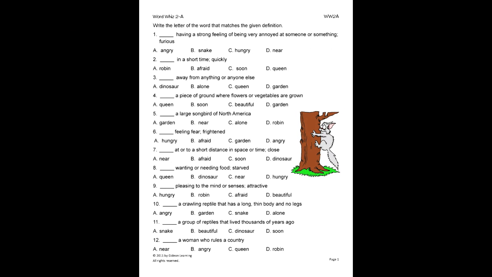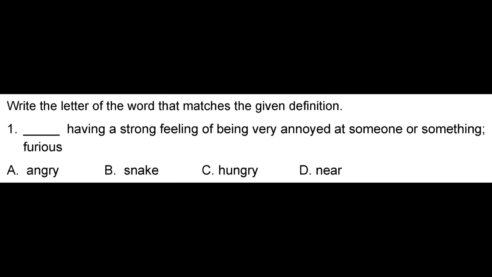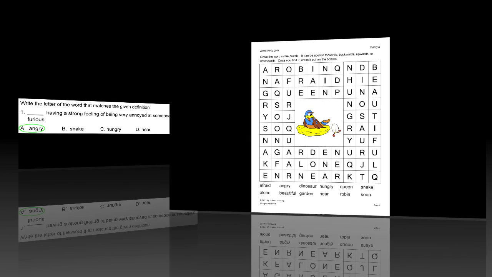On this exercise, the student will write the letter of the word that matches the given definition. Let's do number 1, for example. First, read the given definition. Having a strong feeling of being very annoyed at someone or something, furious. Now, look at each answer choice. Angry, snake, hungry, or near. Since the word angry best matches the definition, we know angry is the correct choice, so we will circle the correct answer and write the letter on the line.